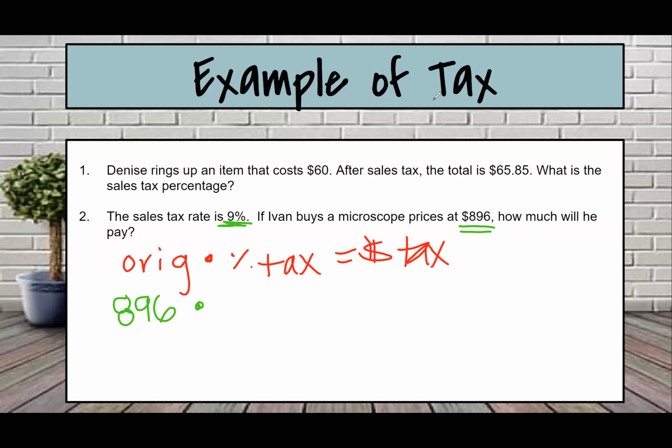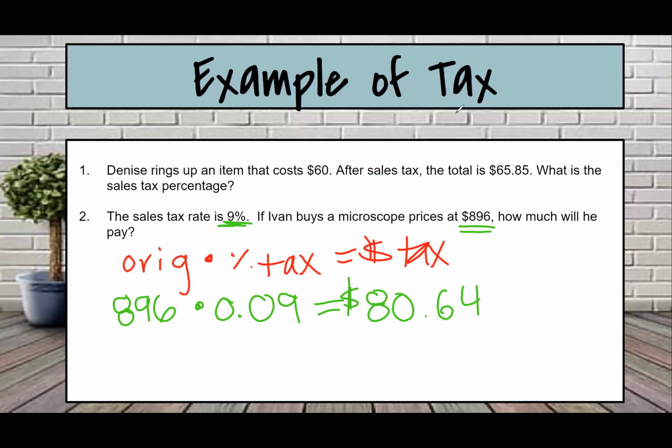And on this one, if you're using a calculator, you can actually put in 9%, or if you would rather show it like 0.09, it's the same thing. So you will do 896 times 0.09 or 9%, and that gives you $80.64. That would be the tax. And so then we would add that back on. If we wanted the total cost, we would add this $80.64 back to 896. Let's go ahead and do that.